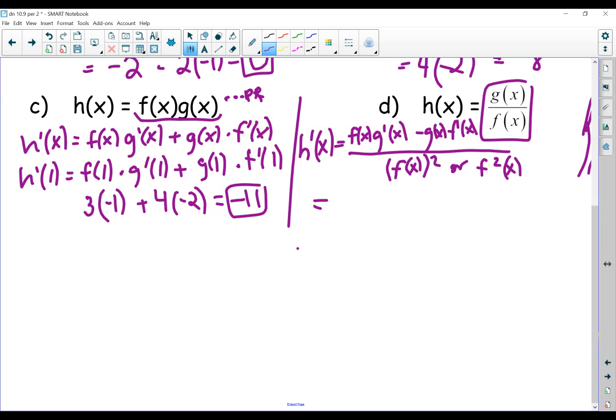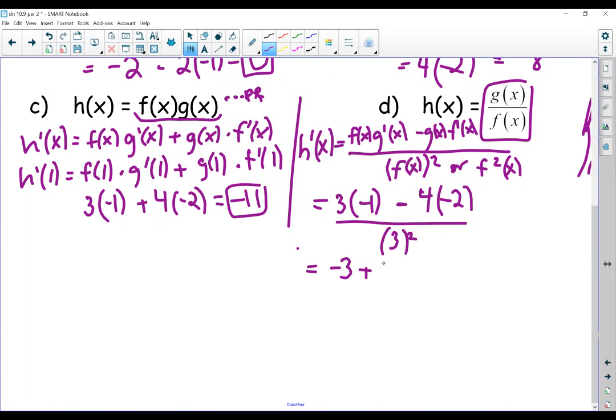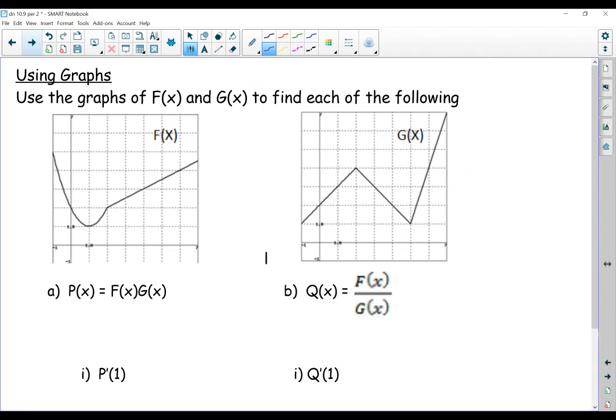Okay, but now I'm going to find my information. f of 1 is 3, g prime of 1 is negative 1, minus 4 times negative 2 over 3 squared. Now I could leave this number. That is numeric. It could be my final answer, but I'm going to go ahead and clean it up. And I end up getting 5/9. Okay, so there is some numerical examples. Now let's practice some graphical examples.